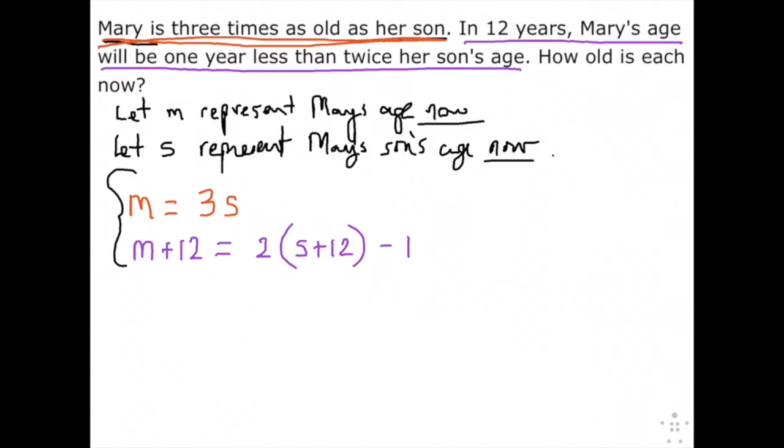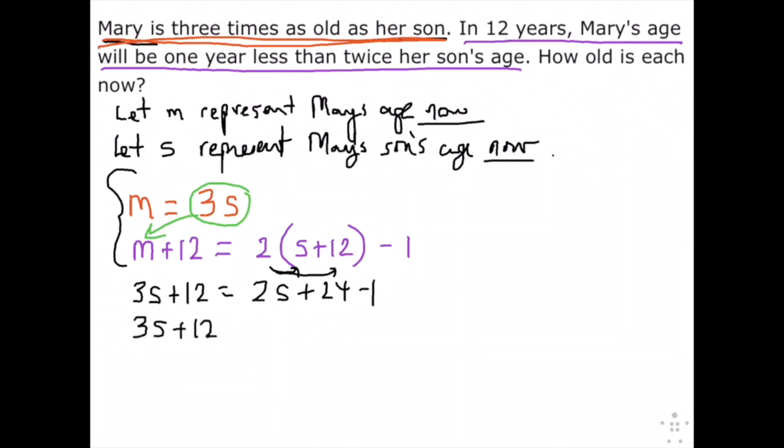So how can we solve this? Well, it kind of jumps out at me that I could use substitution for this, right? I could take the 3S and substitute that in for M. So let's do that. I have M, which is 3S, plus 12 equals, and I'm going to distribute this, right? 2S plus 24 minus 1, right? So 3S plus 12 equals 2S plus 24 minus 1, which is plus 23.